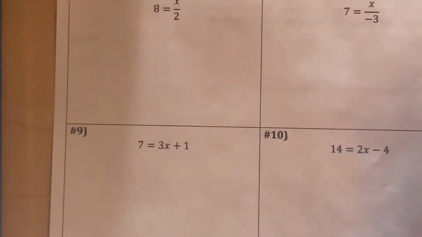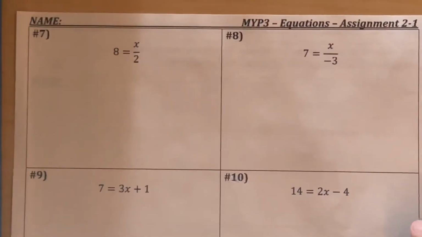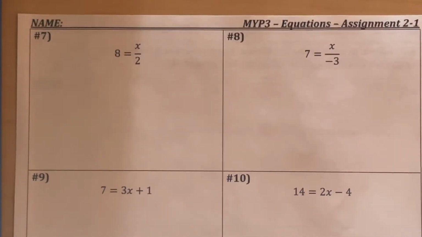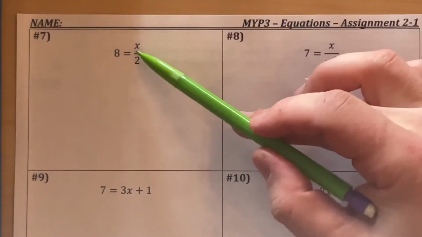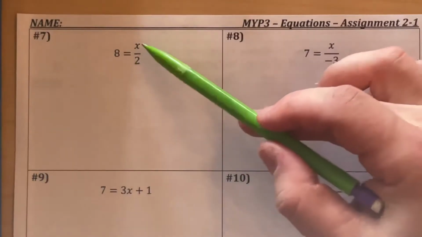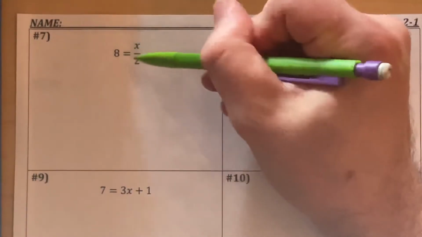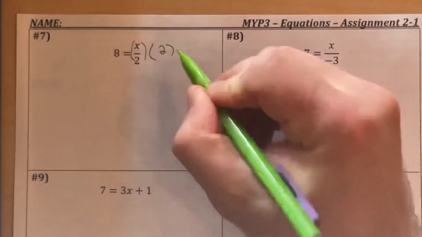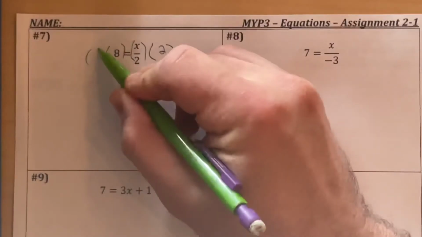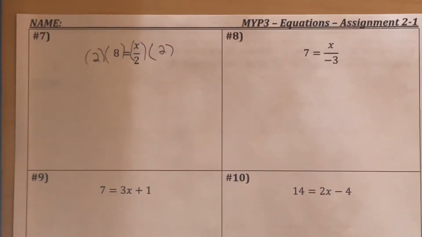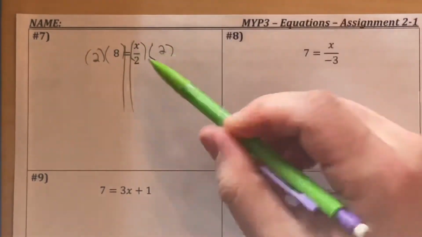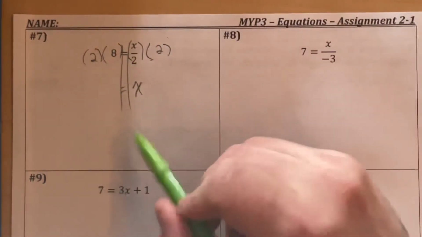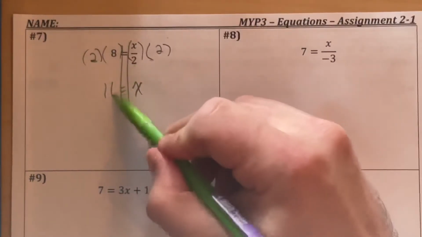On back, similar idea, but we're saying now if you're given division, you want to do the inverse, which is multiply. So I'm going to say, all right, I have 8 is equal to x over 2. So that means I can multiply both sides by 2. On the right side, the 2's cancel out, so I'm just left with x. And on the left side, I have 2 times 8, which is 16.